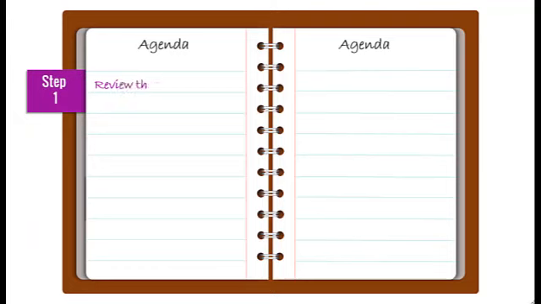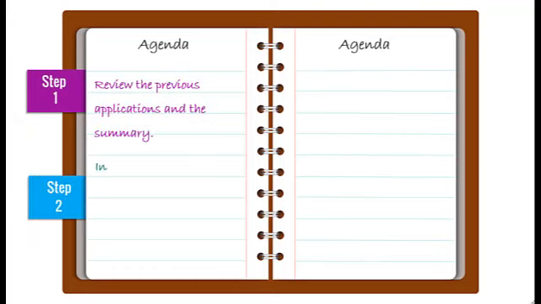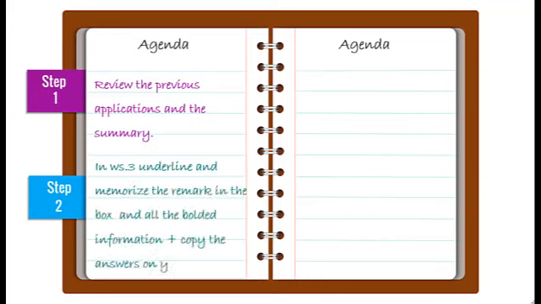I want you to review the previous applications and the summary. In worksheet 3, underline and memorize the remark in the box and all the bolded information, plus copy the answers on your booklet.